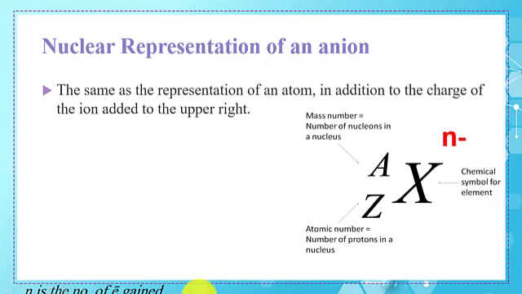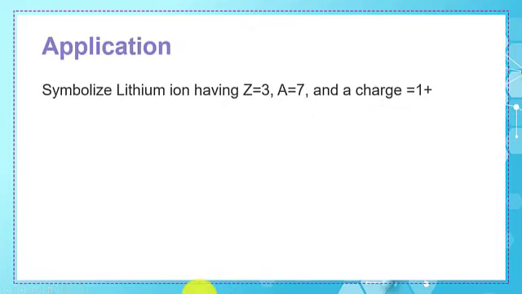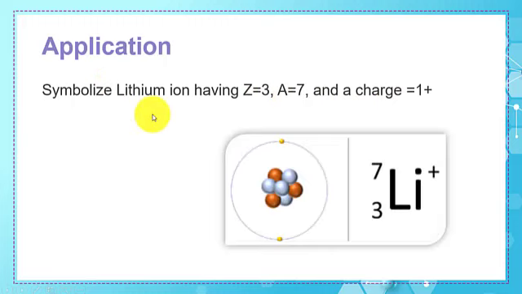So, in order to symbolize lithium ion, having Z equals 3, A equals 7, and its charge 1 plus, simply we write the symbol of the ion, that is Li, Z represented to the lower left and A represented to the upper left, and the charge that is 1 plus is represented to the upper right.